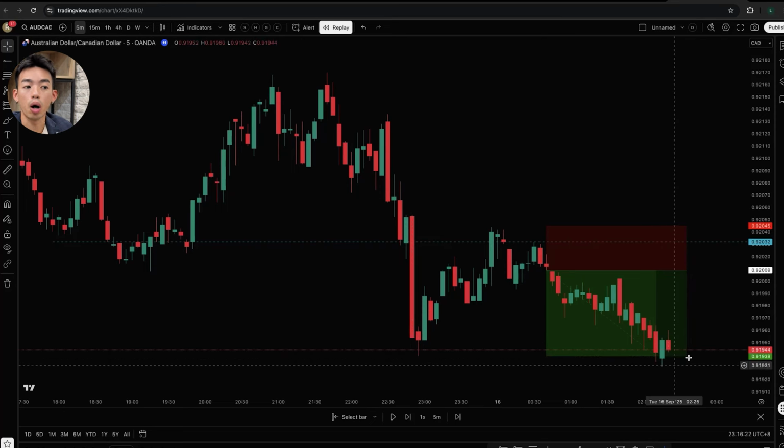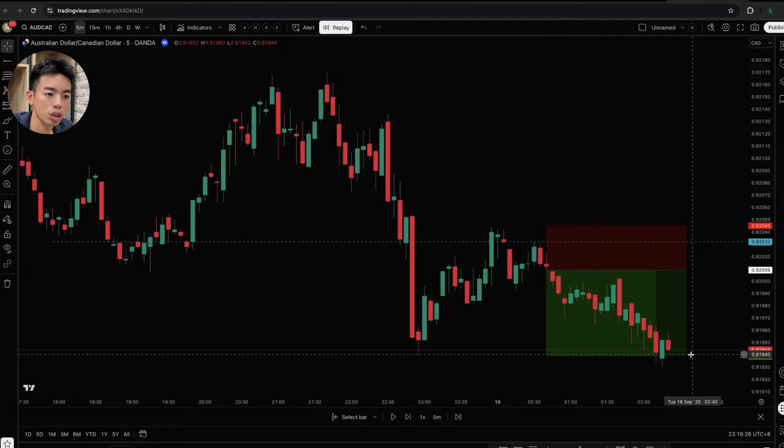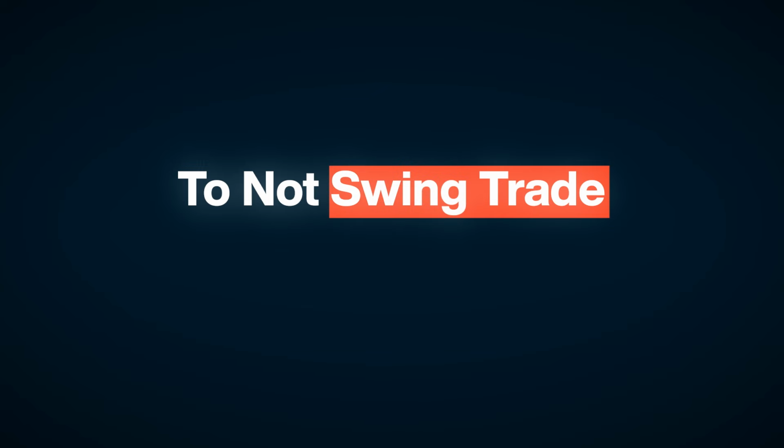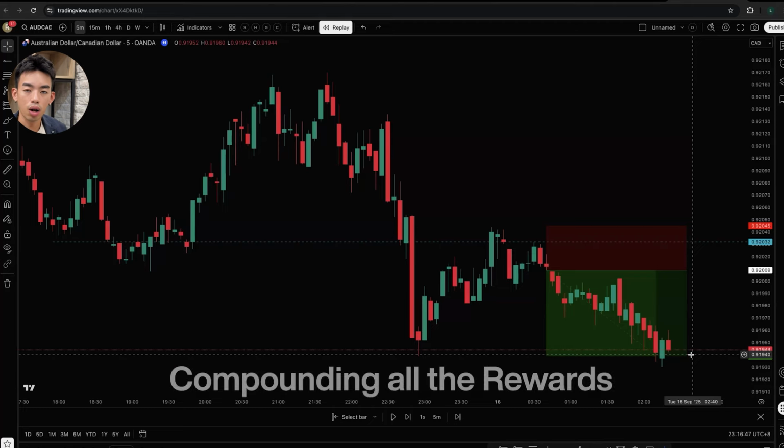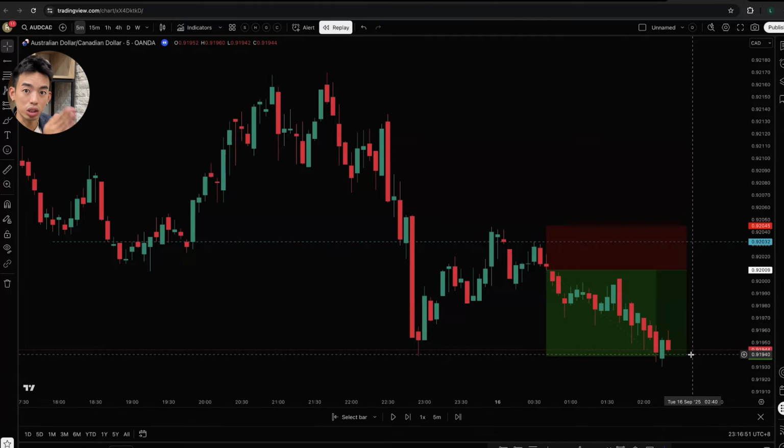I'm not trying to hold this trade for a long time, because what I'm trying to do here is not to swing trade. The goal here is not about holding on to a trade hoping that it's going to change my life. The goal here is making sure that I get in and out quick and compounding all the rewards I'm able to make from scalping just like this.